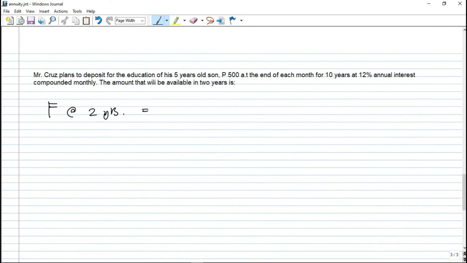So what is that? Then, itong 5-year-old, hindi naman natin kailangan yan, because dyan lang naman yung edad ng son. We don't need that. We have here 500 at the end of each month for 10 years. Okay? So, yung annuity natin is 500. So, yung R natin is 12%. Take note of that, 12%. That is 0.12 in decimal.